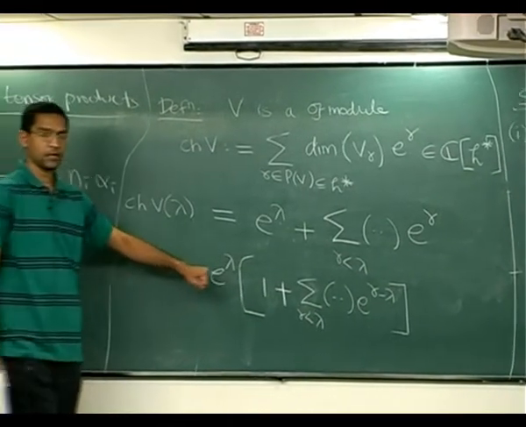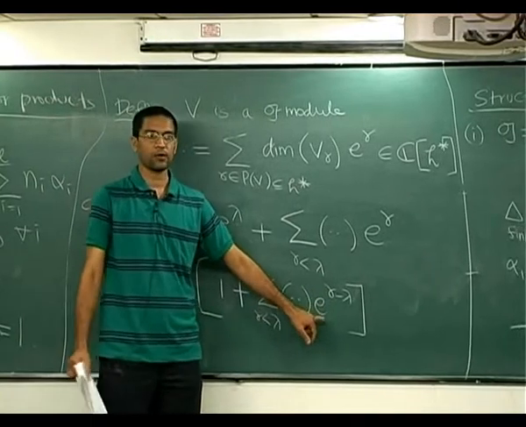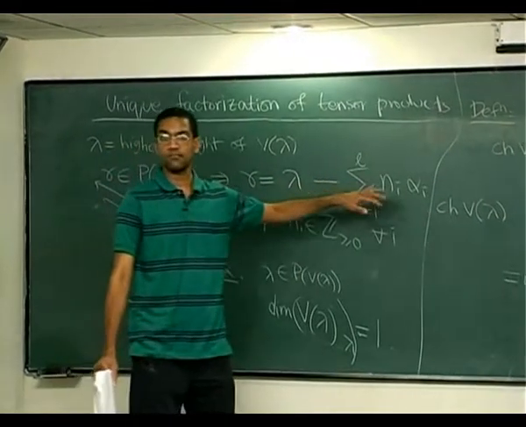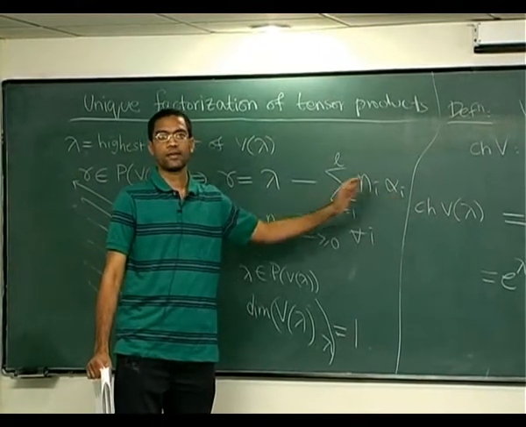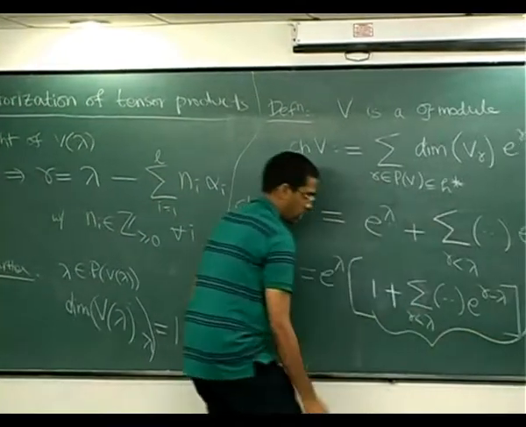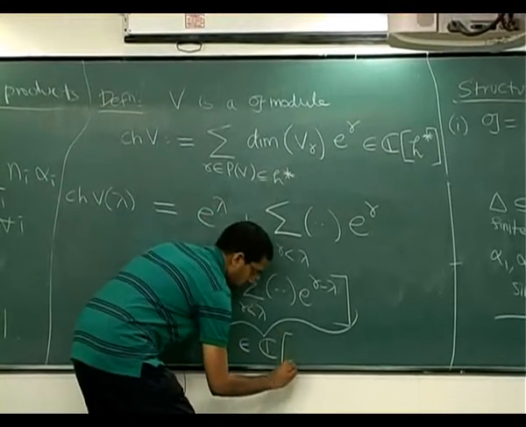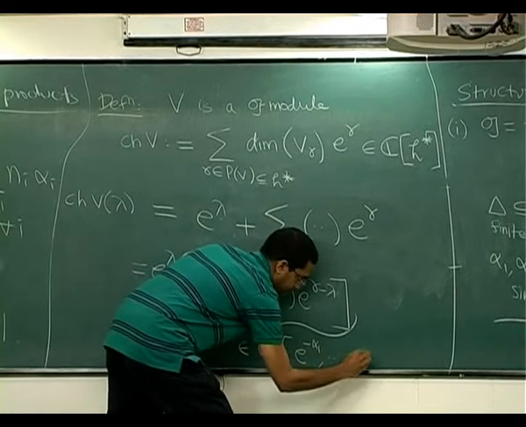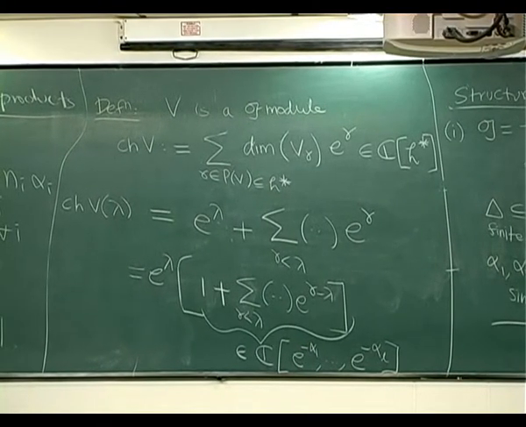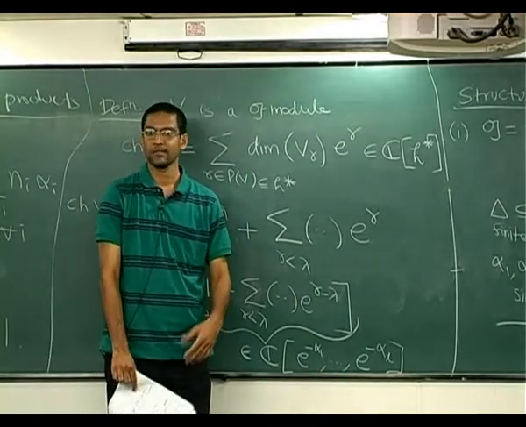So if you pull the E to the lambda out, what you are looking at inside is in fact a finite sum again. The terms which appear there look like E to the gamma minus lambda, and we know what gamma minus lambda is, right? It's in fact an integer linear combination of the simple roots, in fact a non-positive integer linear combination of the alpha i's. So if you look at where this element belongs, it is surely in C of H star, but in something better. This is in the polynomial algebra generated by E to the minus alpha 1, E to the minus alpha 2, up to E to the minus alpha L. You can think of it as the monoid algebra of the negative root lattice and so on.